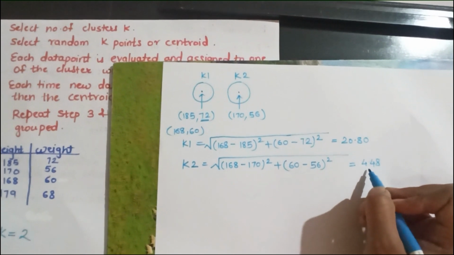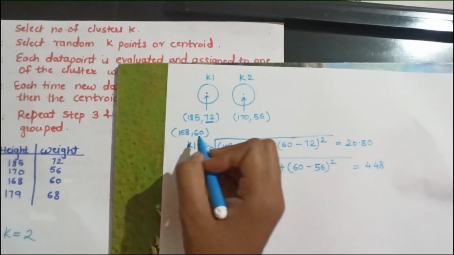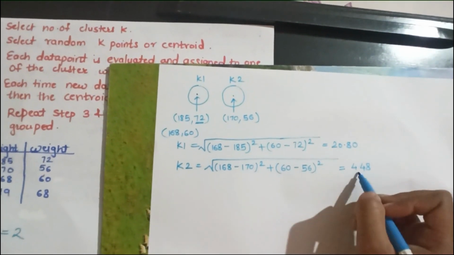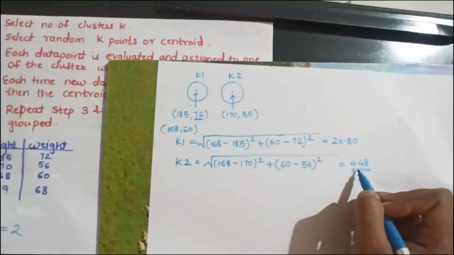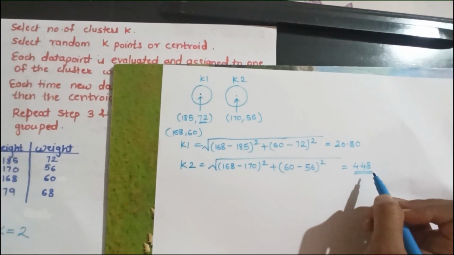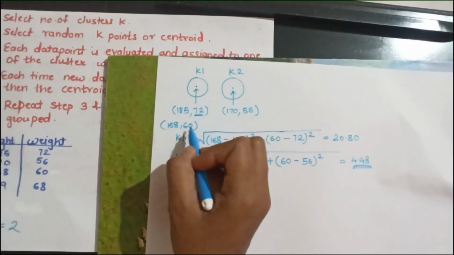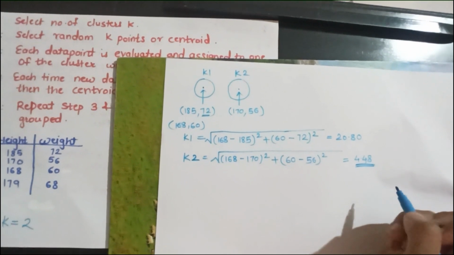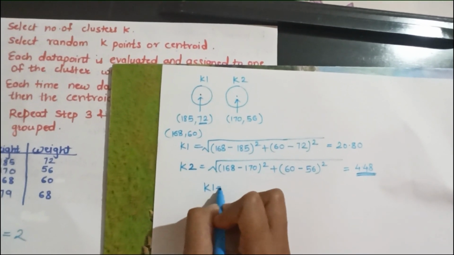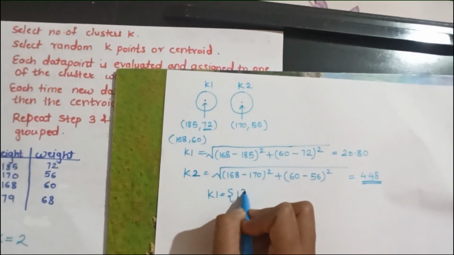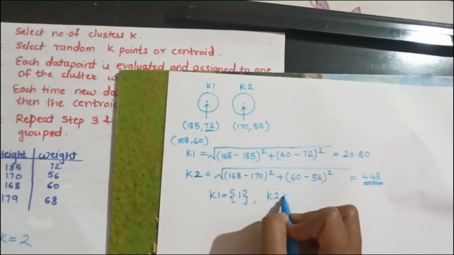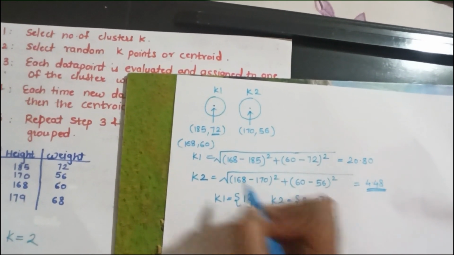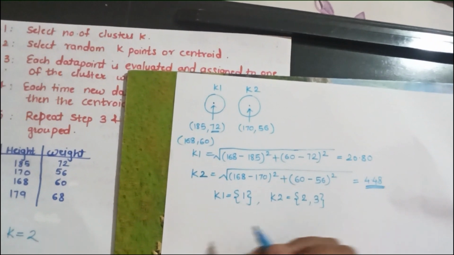As you can see, the observed value, that is our data point 3 with the value 168 and 60, is near to cluster K2 because the distance is very minimum. The distance is 4.46. So the observed value 168 and 60 gets added to cluster 2 as its distance is minimum. So now cluster 1 will have data point 1 and cluster 2 will have data points 2 and 3, that is 168 and 60, because it has minimum distance.